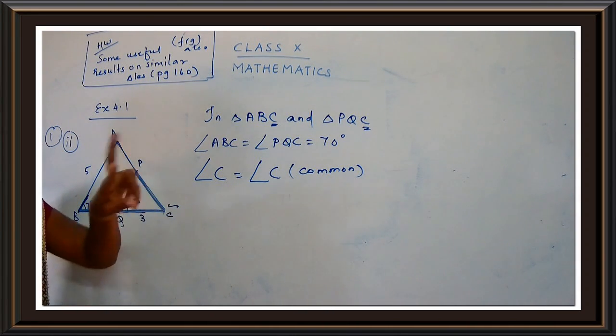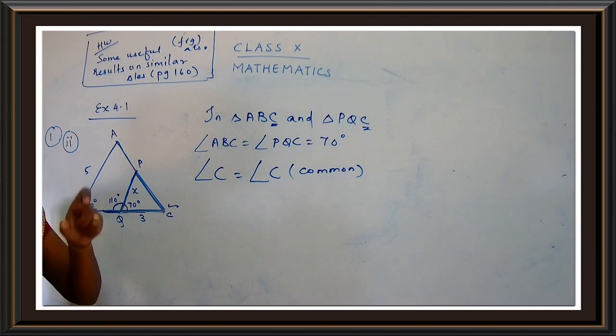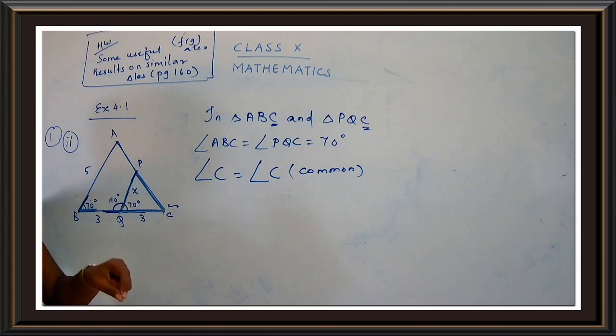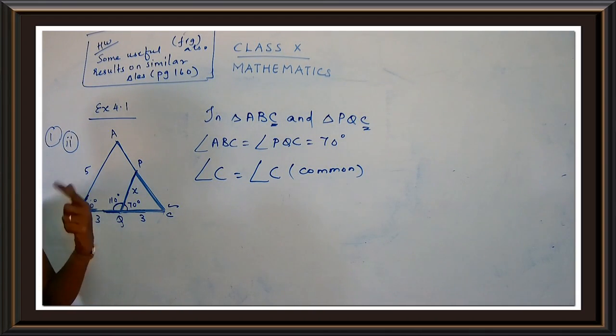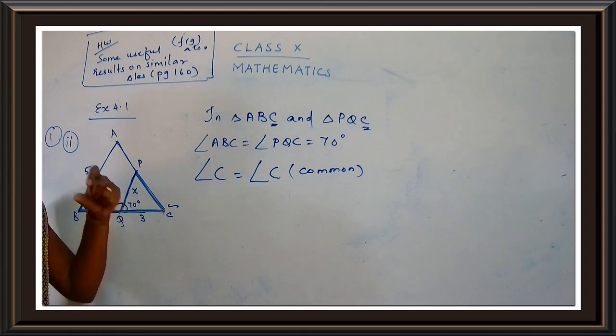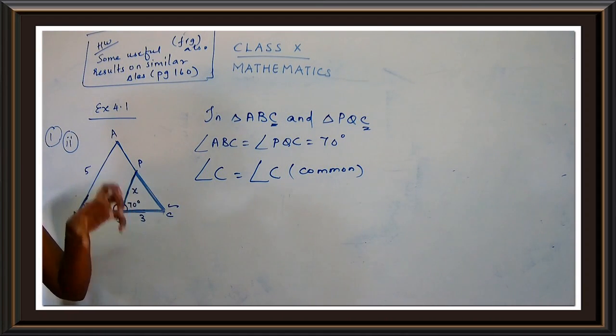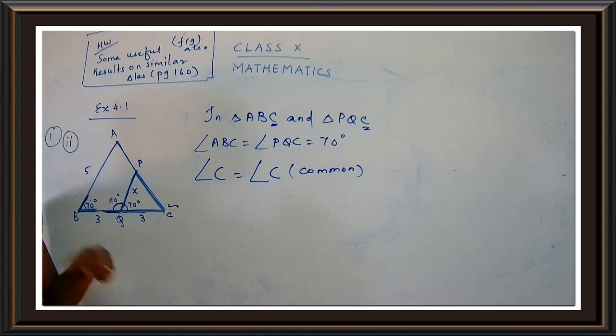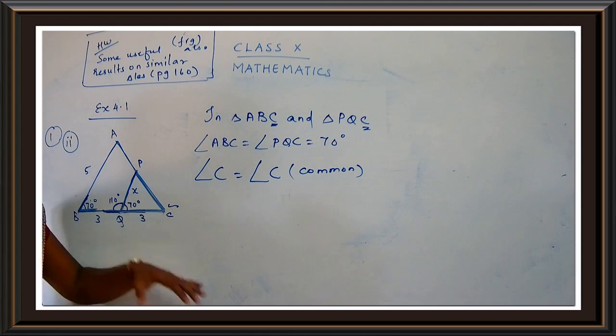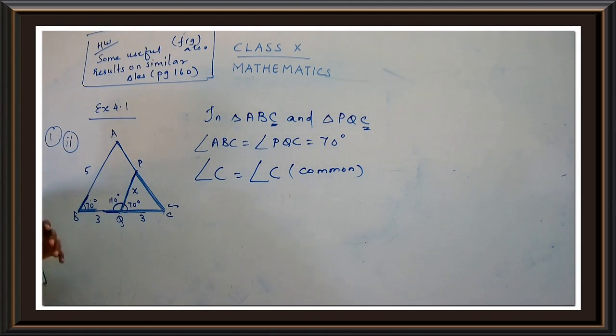Here, I have just got two conditions. I have told you when you are dealing with AA criterion, two conditions are enough. No need to go for three. If you are following SSS, you have to show three. SAS, you have to show three. But when you are going to check for AA similarity, no need to go for three. We can just stop at two. So what are the two conditions we have taken over here?